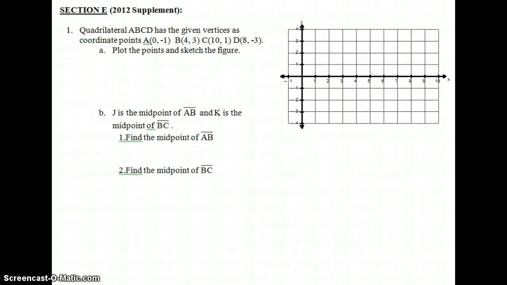Okay, quadrilateral ABCD has the given vertices as points. Blah blah blah. All right, A is at 0. You know what? You don't need to watch me do this. Bam! There you go. Okay, so I'm guessing you know how to do that. If not, check these. Plot the points against a figure. Yeah, I did that. Okay.